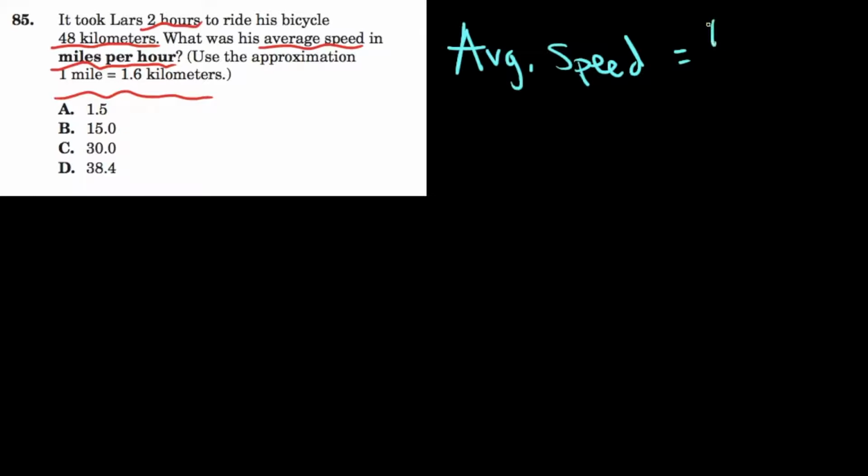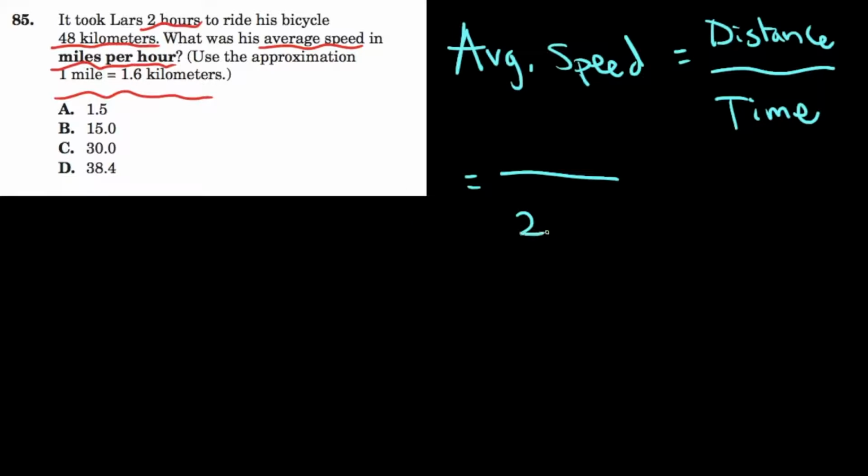Average speed is the distance that somebody travels divided by the amount of time that it takes them to travel that distance. So we know that it took Lars 2 hours to go 48 kilometers. But if we want average speed in miles per hour, we should figure out how many miles did he travel. So that's where this unit conversion comes into play.